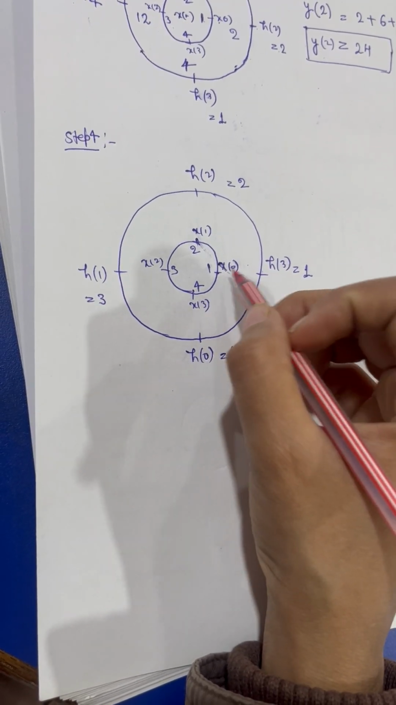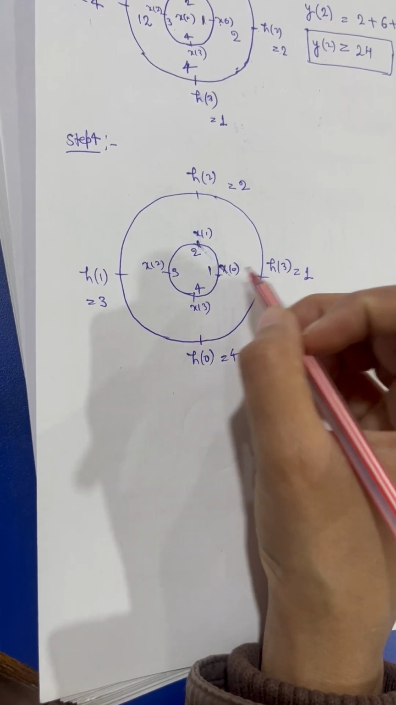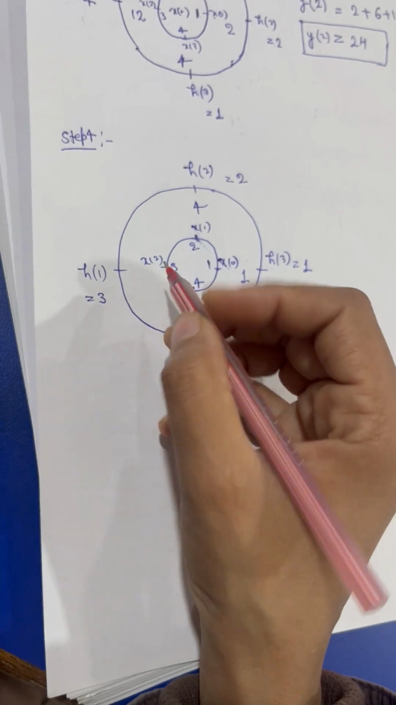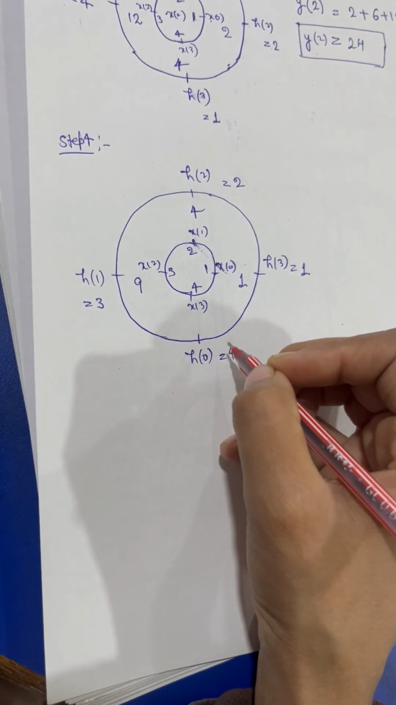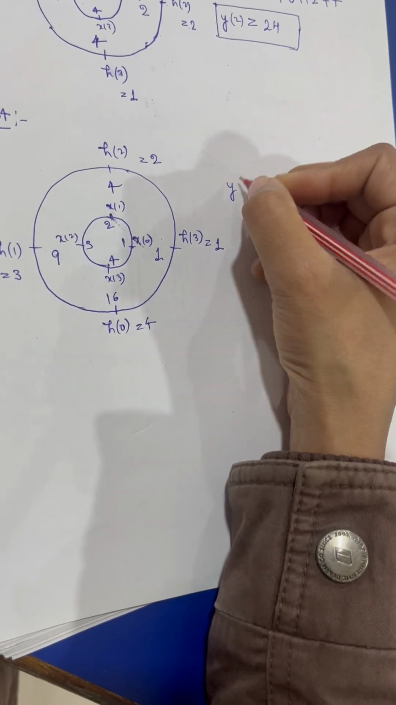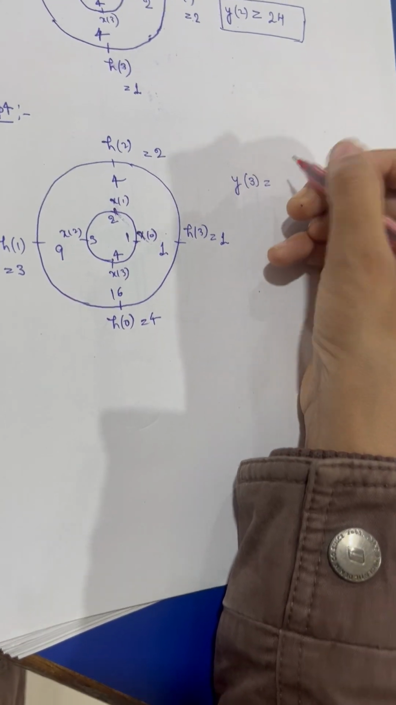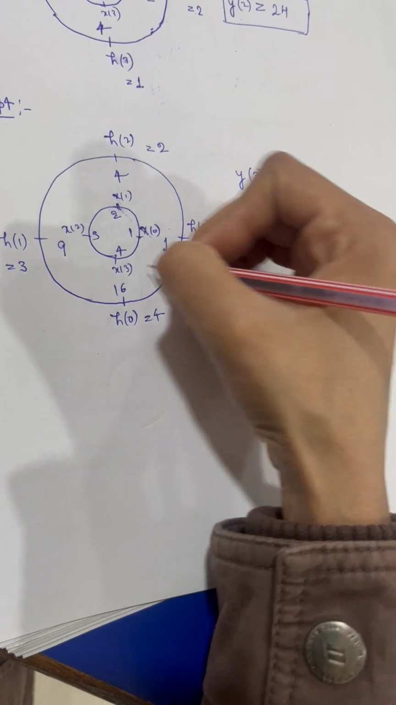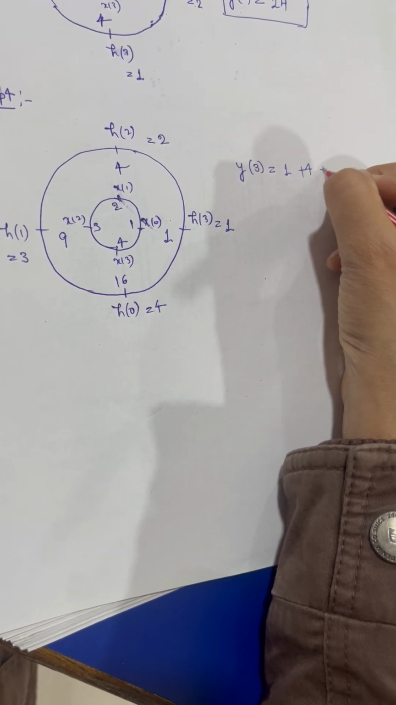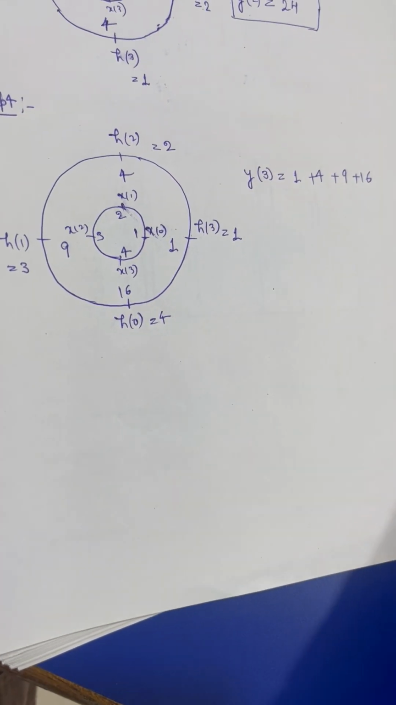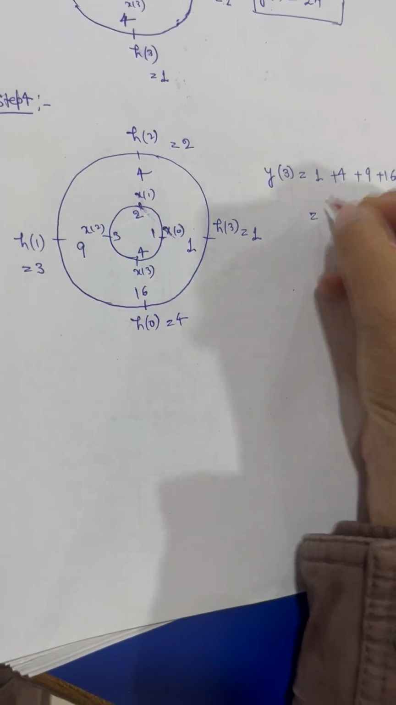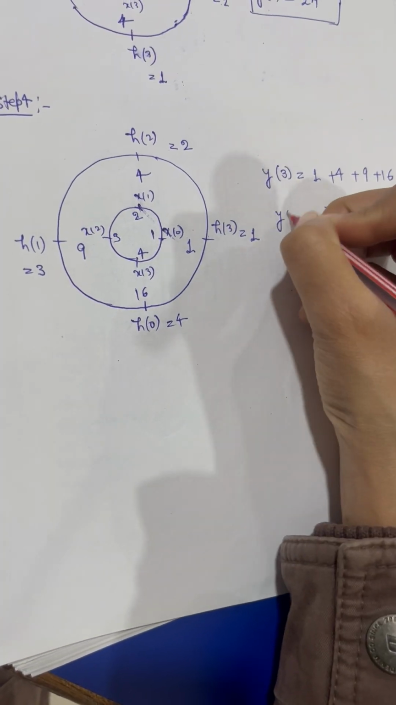Again convolve these two signals, x0 multiplied by h3. 1 into 1 we get 1, 2 into 2 we get 4, 3 into 3 we get 9, 4 into 4 we get 16. From this step we get the value of y3, which is the sum of these four terms: 1 plus 4 plus 9 plus 16. We get 30.